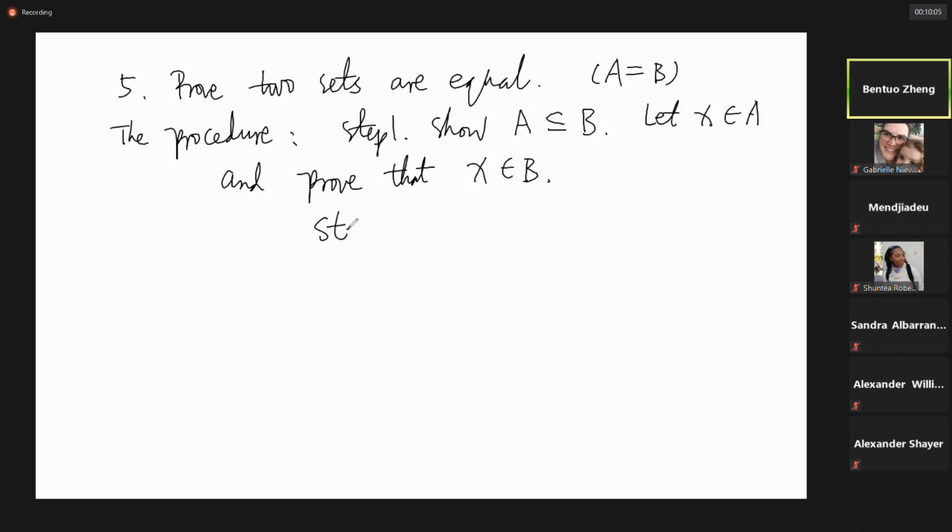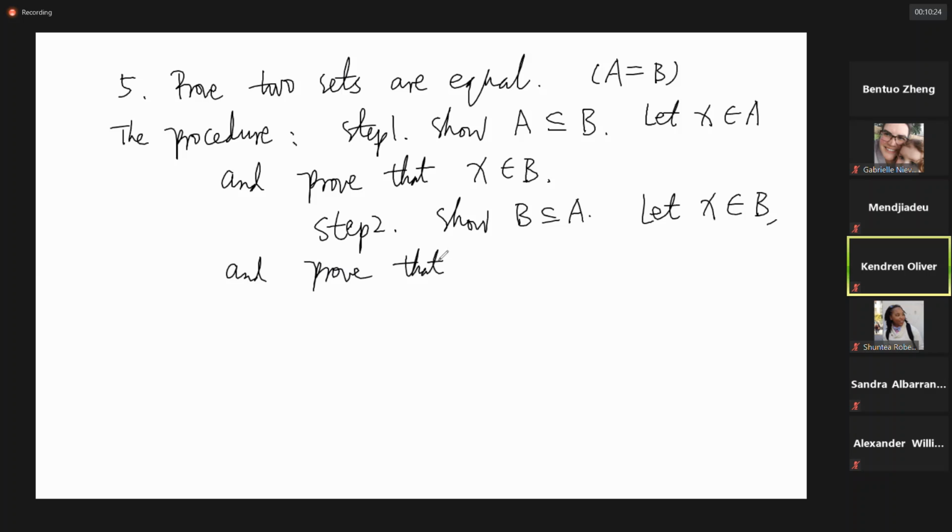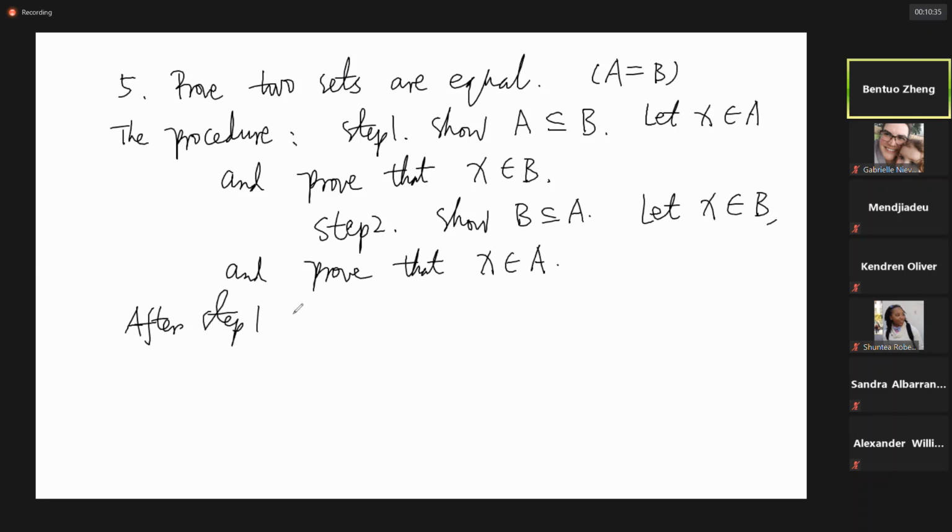Okay, so step 2 is to show B is a subset of A. To show B is a subset of A, you will let X be an arbitrary element in B and prove that X is in A. So after you prove steps 1 and 2, you can claim A is equal to B.